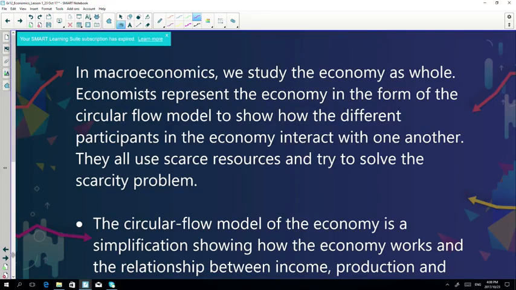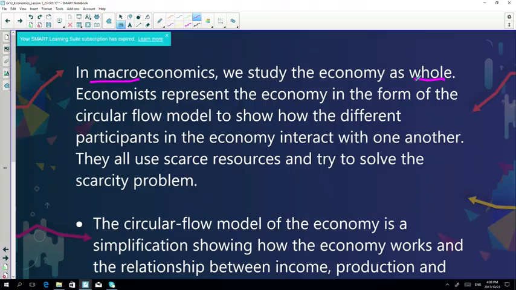So remember that in macroeconomics, we study the economy as a whole. So we're not just looking at a section of the economy, but we look at the economy as a whole. So it's important that you are able to distinguish between what we call microeconomics and macroeconomics. So macroeconomics focuses on the economy as the whole. So the economists represent the economy in the form of a circular flow model, which shows the different participants. So that's the important part there. Who are the different participants? Who are the different people, sectors that interact in this particular flow?